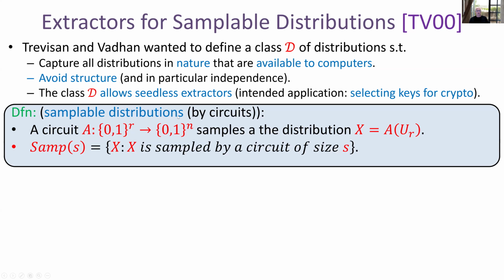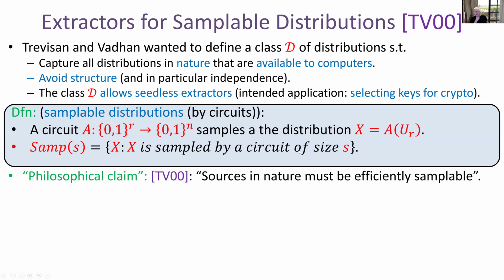Here I'll talk about distributions which are samplable by polynomial size circuits. So what is a samplable distribution? A distribution X is samplable if there is a circuit A, such that if we feed A with uniform random bits, it outputs the distribution X. So this is the standard definition of what is known as efficiently samplable distributions by circuits. And let me denote by Samp(S) the class of all distributions which are sampled by circuits of size S.